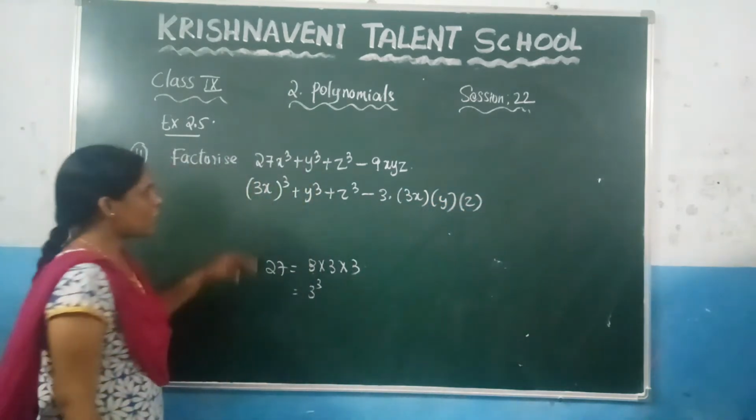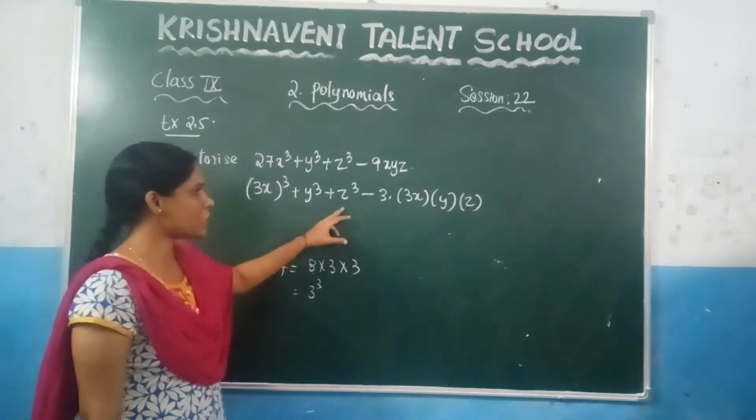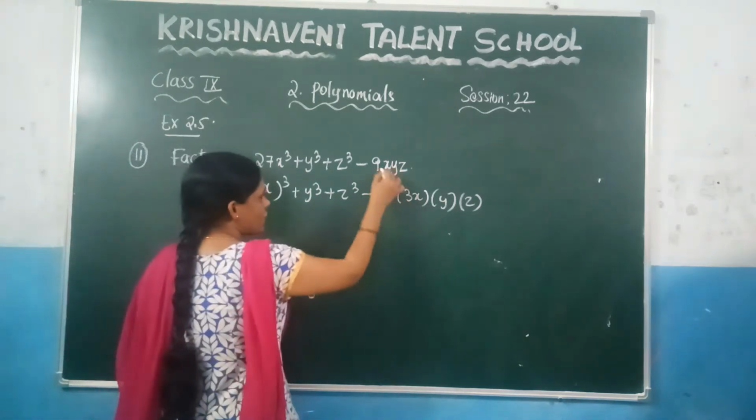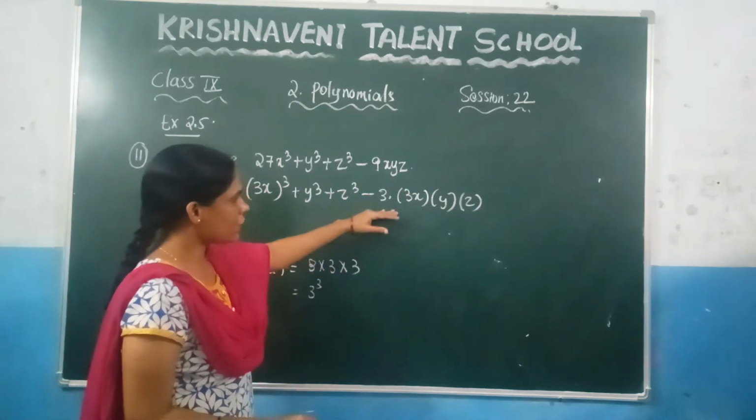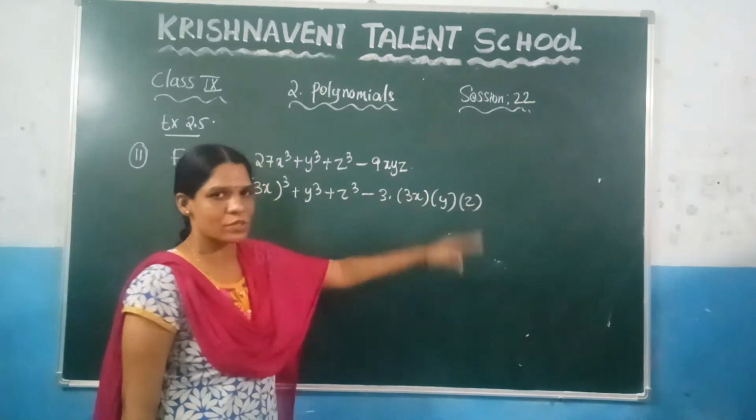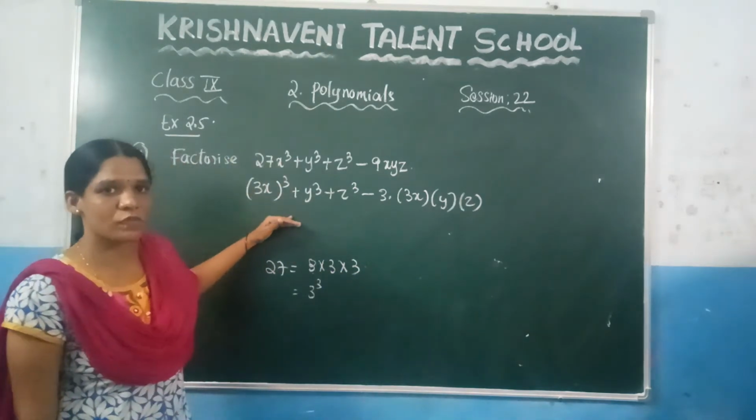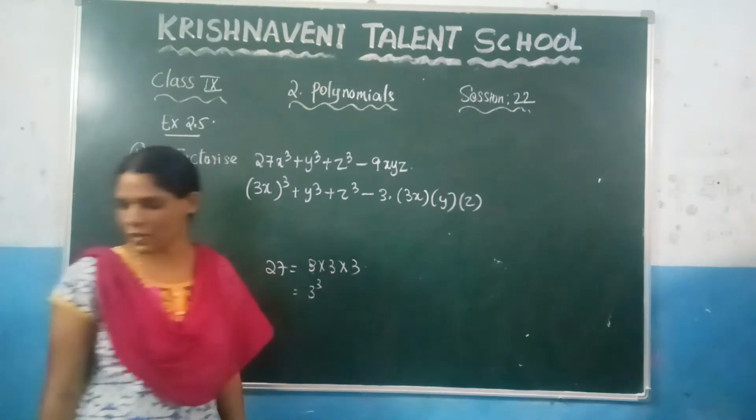So here we have changed this expression in the form of x cube plus y cube plus z cube minus 3xyz. You can observe here 3 into 3 which is 9xyz. So we have written this 9xyz as 3 into 3x into y into z. Why? Because we want to change this one into the form of the identity which is x cube plus y cube plus z cube minus 3xyz.